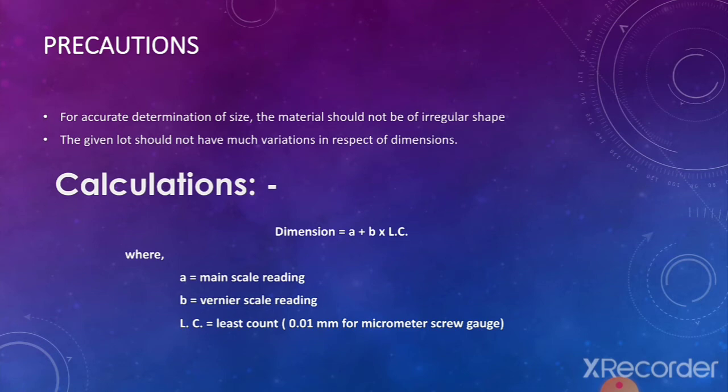After taking the dimensional readings, we calculate the value of each dimension using the formula A plus B into LC, where A is the main scale reading, also called the barrel reading as we saw in the previous slide, B is the thimble reading, also called the vernier scale reading, and LC is the least count of the micrometer screw gauge, which is 0.01 mm.